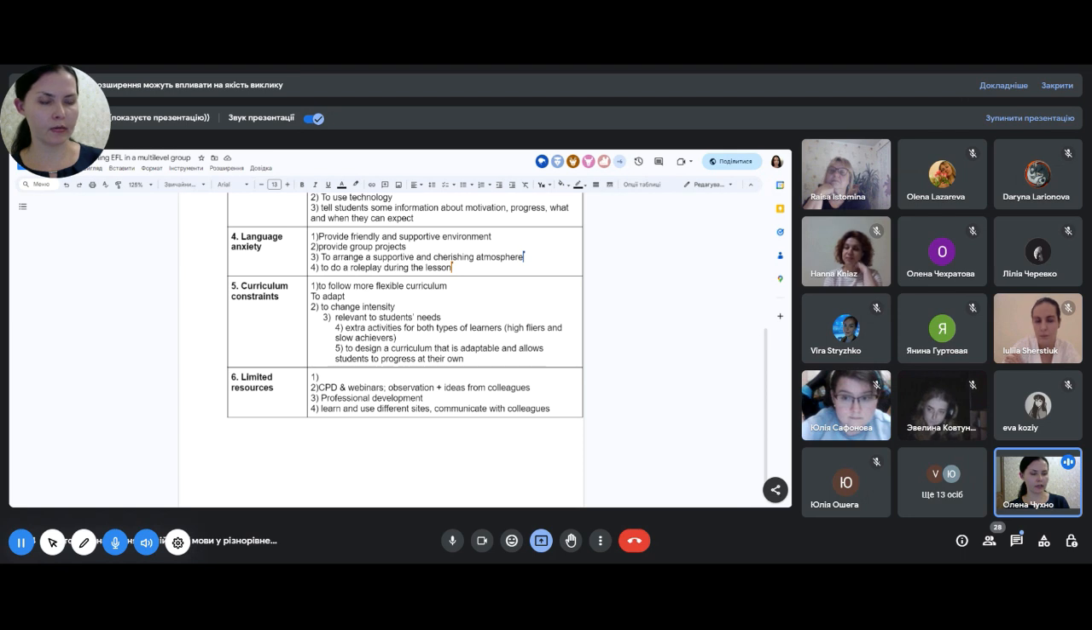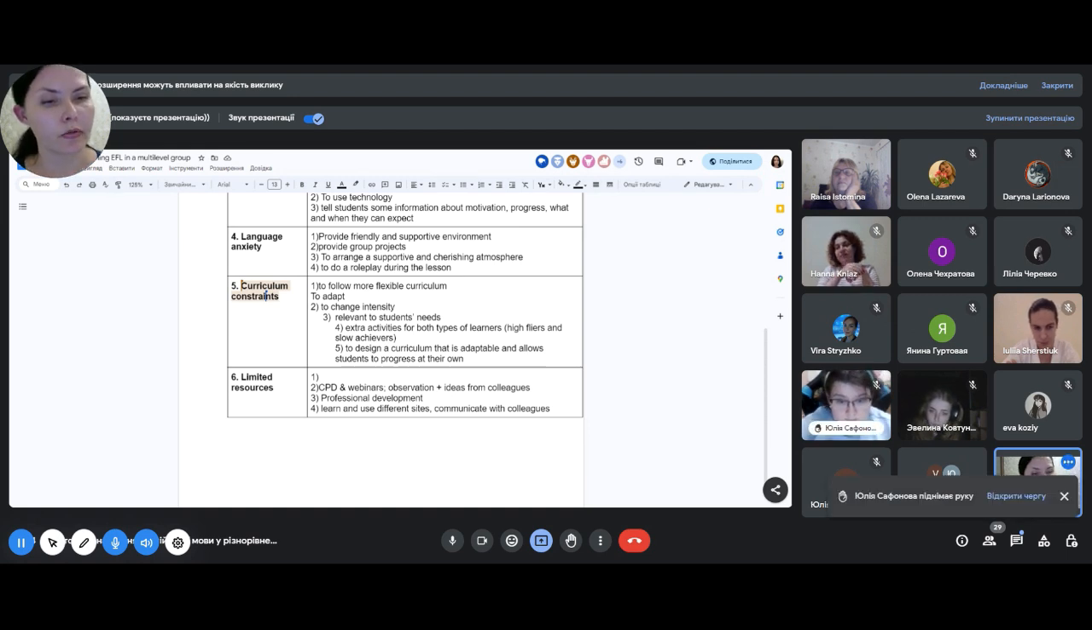If we deal with our standard curricula, at universities, at schools, how to make sure that you simultaneously follow the required curriculum, but you still provide for everybody's needs? To change the intensity, yeah, but what about the results? What about the outcomes? How can you change the intensity if higher level students finish faster and lower level students struggle to do the task?